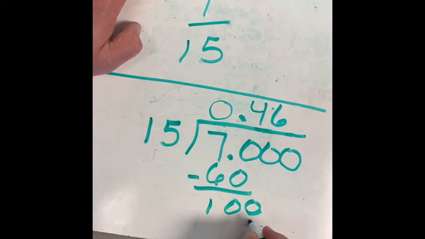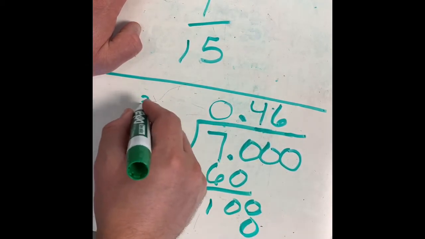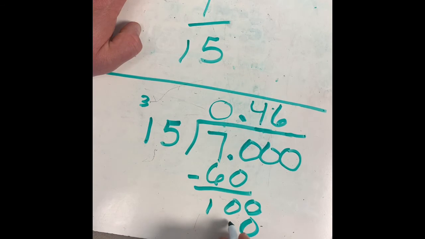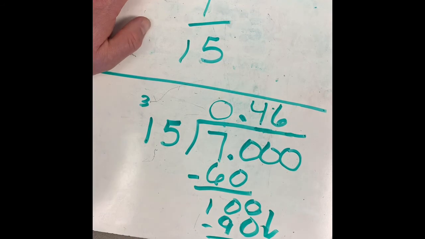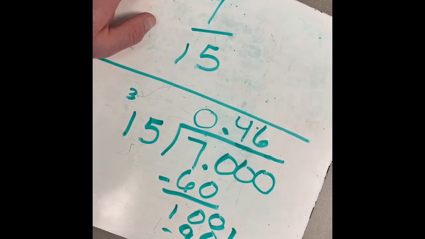5 times 6 is 30. 0, carry the 3 up. 6 times 1 is 6, plus 3 more gives us 9. Now watch what happens here. I'm going to get 10 left over. I'm going to drop a 0. But each time I get this number, I'm only going to be able to put 6 into it.